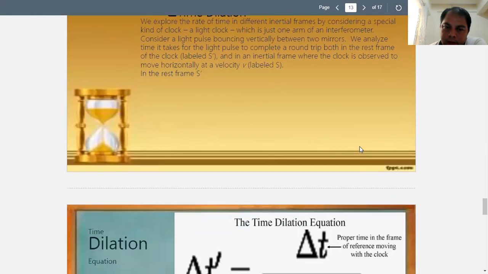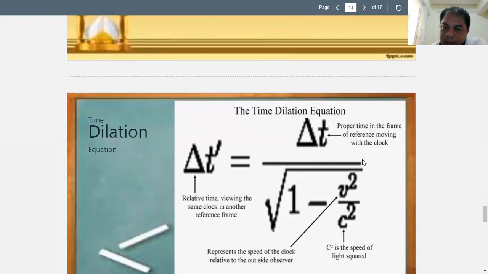So again, what happens is that they end up with how time is determined in relation to the speed of the object and the speed of the time. So this is now our time dilation equation.